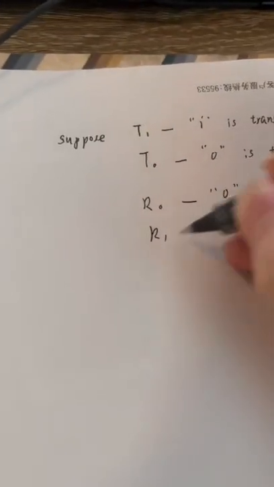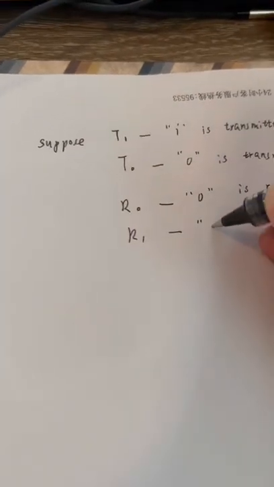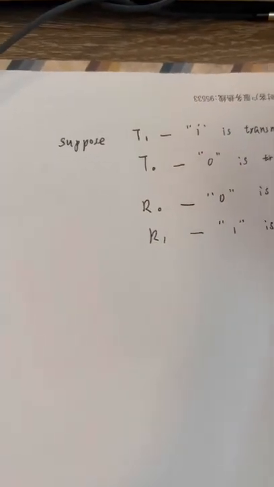And we will have events for receiving. We will have event R0, which refers to digital 0 being received, and we will have event R1, which means digital 1 is received.